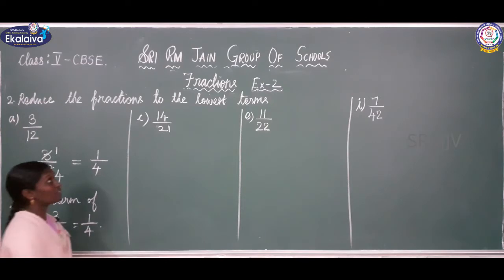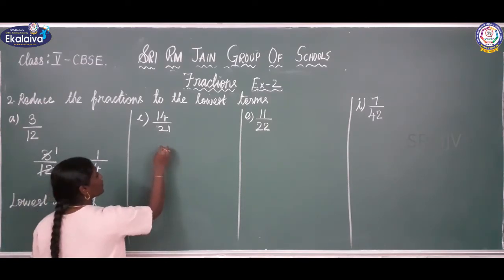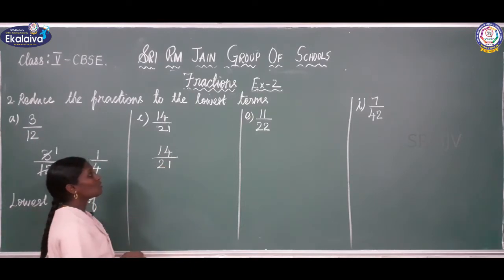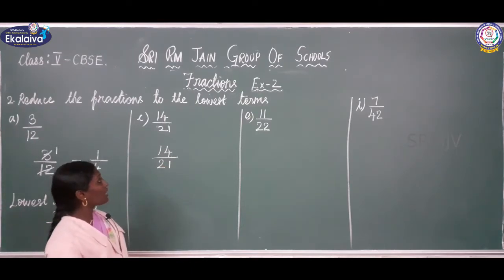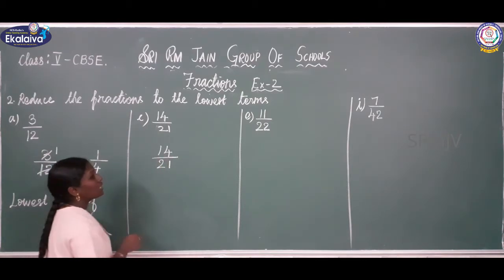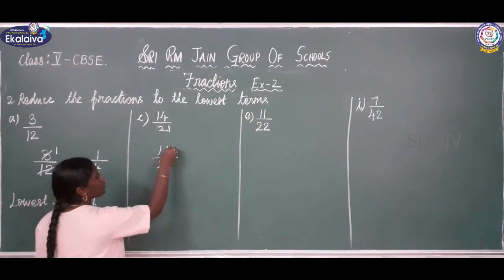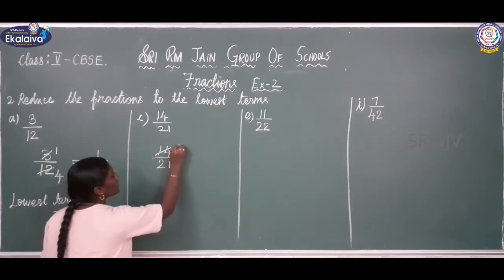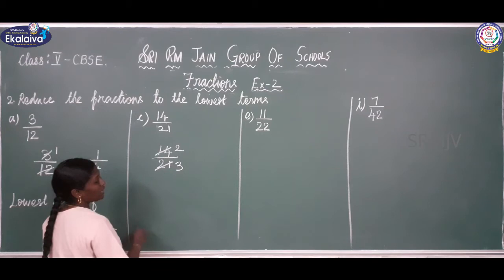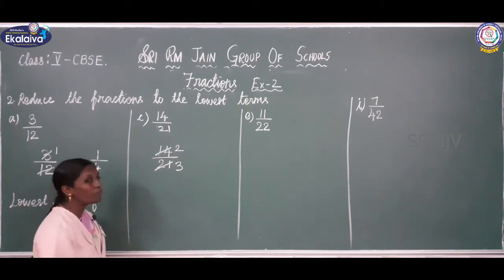Okay. Then the next fraction, 14 by 21. For 14 and 21 also, the common factors are 1 and 7. So we are going to reduce. Here both the numbers are divisible by 7. So in 7 table, 2 times 14, and in 7 table, 3 times 21. Now we got 2 by 3.